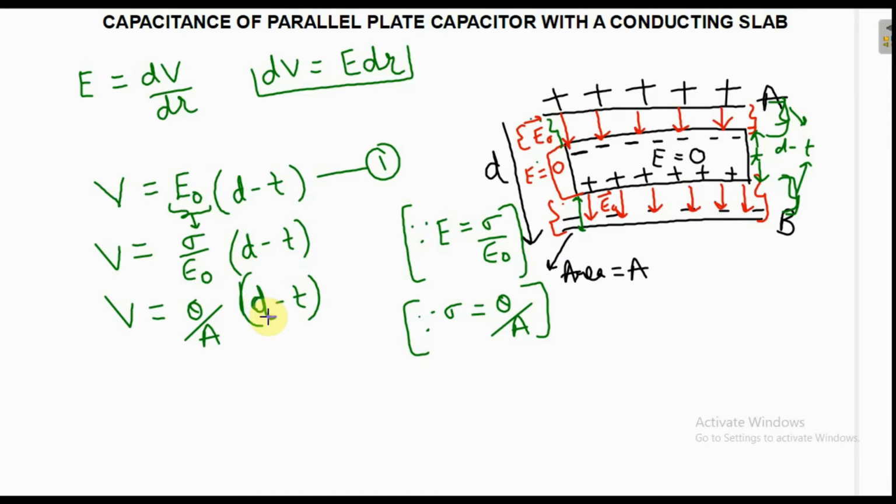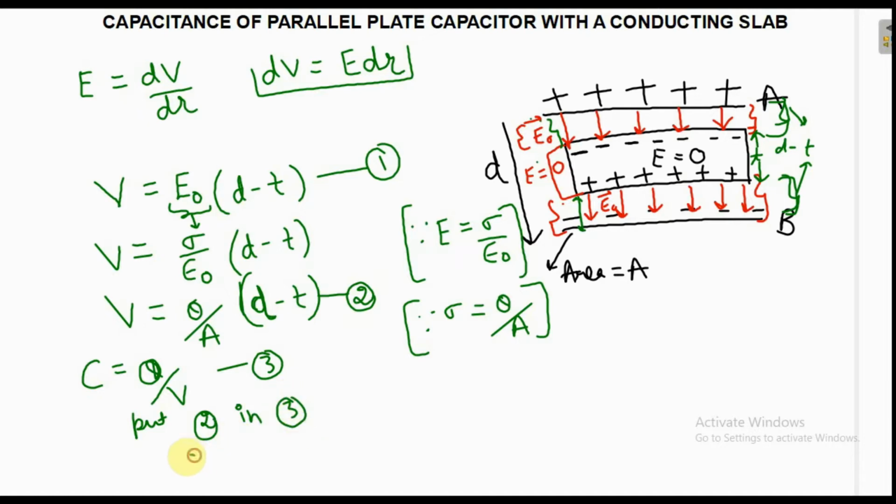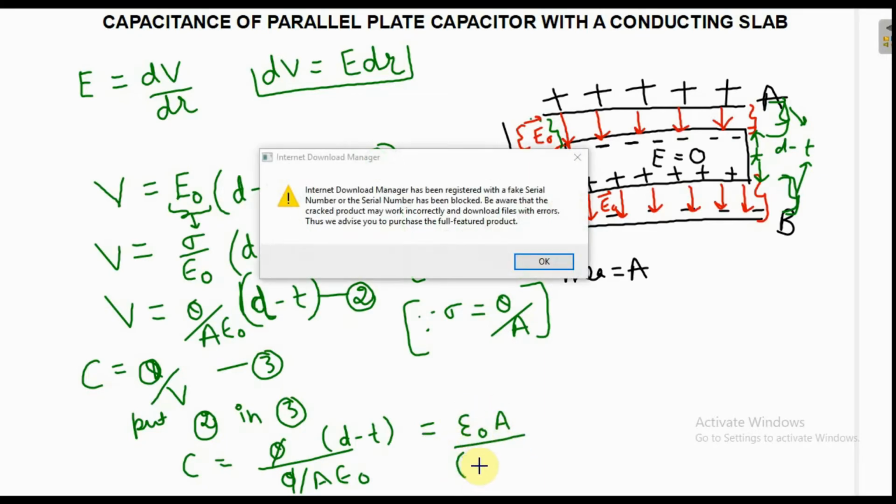So basically we have to find the capacitance. So capacitance of a parallel plate capacitor. We have one formula, capacitance C equal to Q by V. Substitute the value of V in equation number 3. Put 2 in equation 3. Basically you have to substitute the value of V in the third equation. So after substituting the value of V, you will get this equation. Q and Q will cancel out each other. So here epsilon naught you have to write from equation 2. So finally you will get epsilon naught A by D minus T.